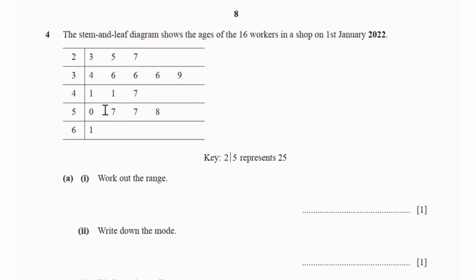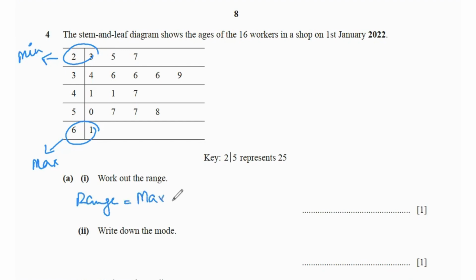Question 4 says the stem and leaf diagram shows the ages of the 16 workers in a shop on 1st January 2022. Work out the range. So for the range, we need the maximum and the minimum value. This is your maximum value. This is your minimum value. So range is max minus min, which is basically 61 minus 23, and that is equal to 38.